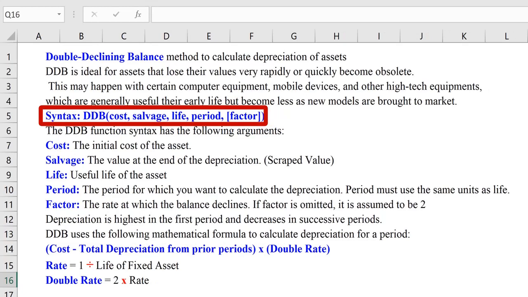Syntax of the double declining balance method function. Four compulsory arguments have to be used in the financial function DDB, whereas the fifth one is optional, which is factor. The first one is the cost. Cost is the initial purchase price of an asset. Salvage is the scrap value of an asset at the end of its useful life. Life is the useful life of an asset.